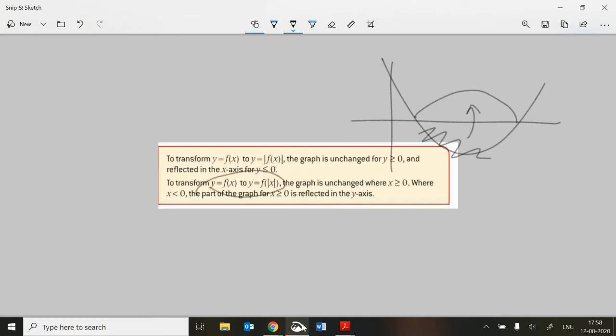And then on this one, it says, what happens if you do f of the modulus of x? How is that different? Can you just bring these things inside? Is that the same thing? Well, no, it's not the same thing.